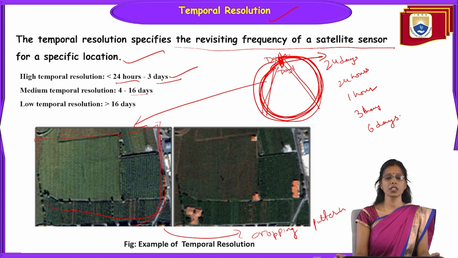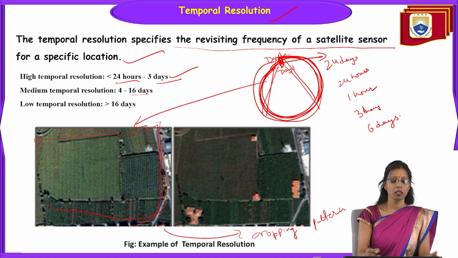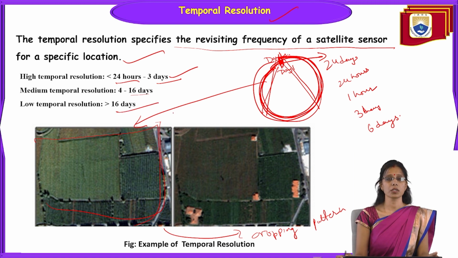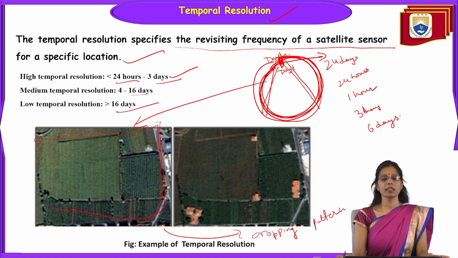So temporal resolution is also helpful in infrastructure development, like whichever area we choose for construction. It will show us which area is suitable for the construction, how much area is covered at that particular point of time, and how much area is left empty for the construction works. If it is greater than 16 days, that is called lower temporal resolution, right? So these are the four resolutions a satellite has.